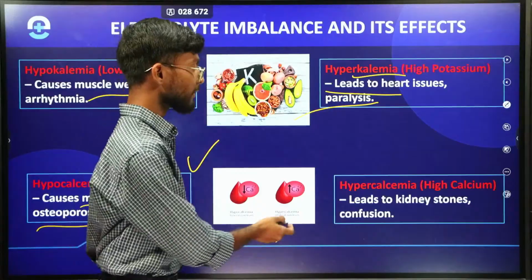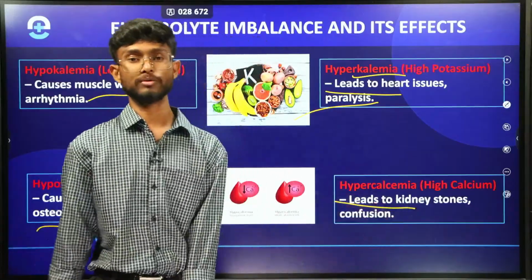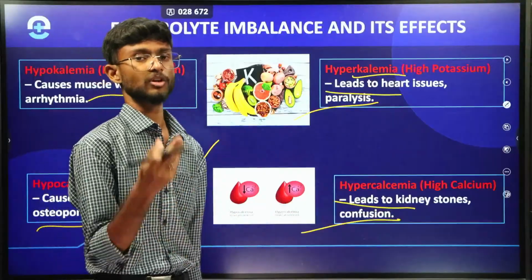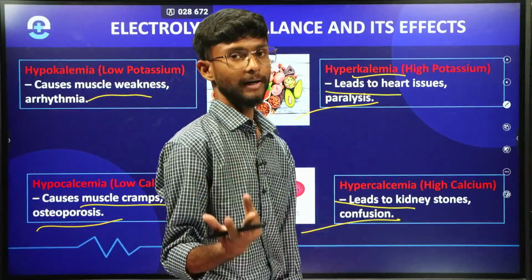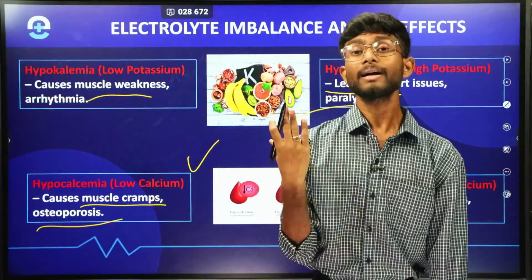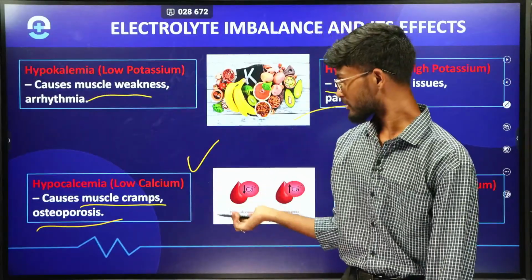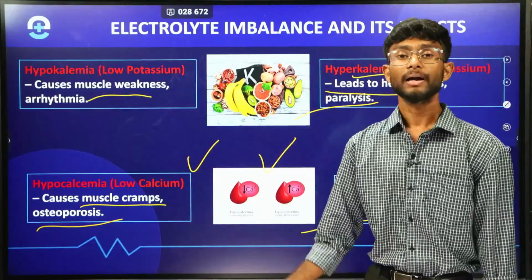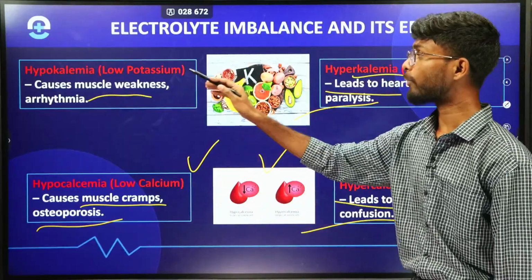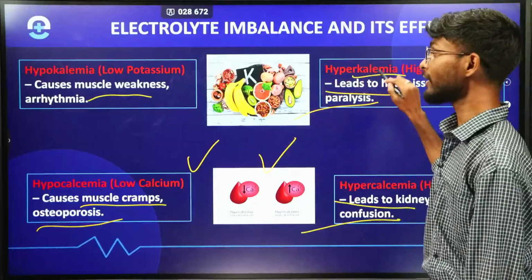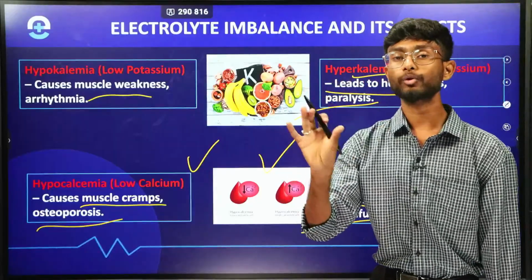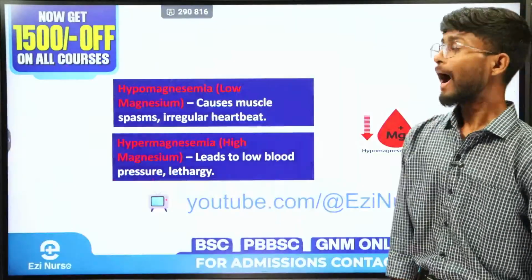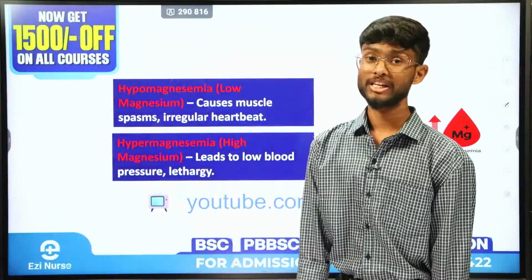Next, hypercalcemia. Hypercalcemia means the concentration of calcium is increased, which leads to kidney stones and confusion. These are the conditions or causes that may occur when hypercalcemia occurs. So hypocalcemia, hypercalcemia, hypokalemia, and hyperkalemia are disorders for which the electrolytes are responsible.